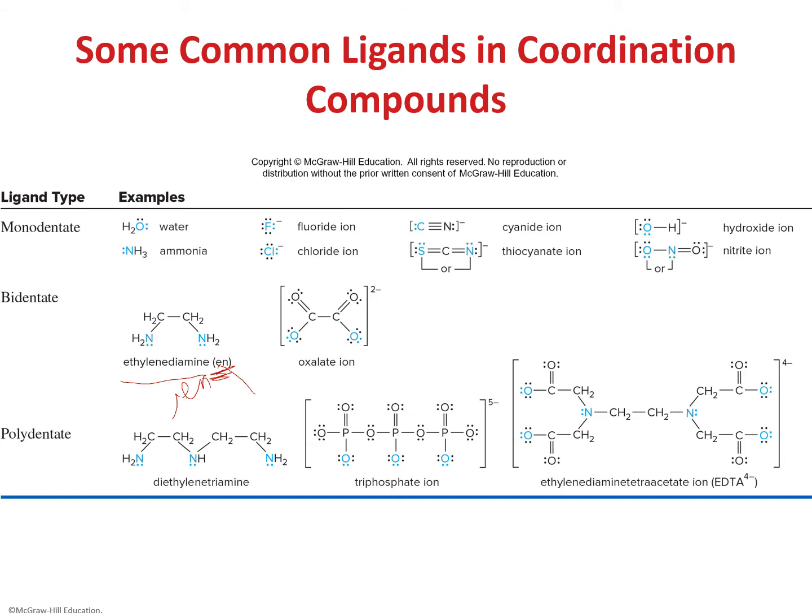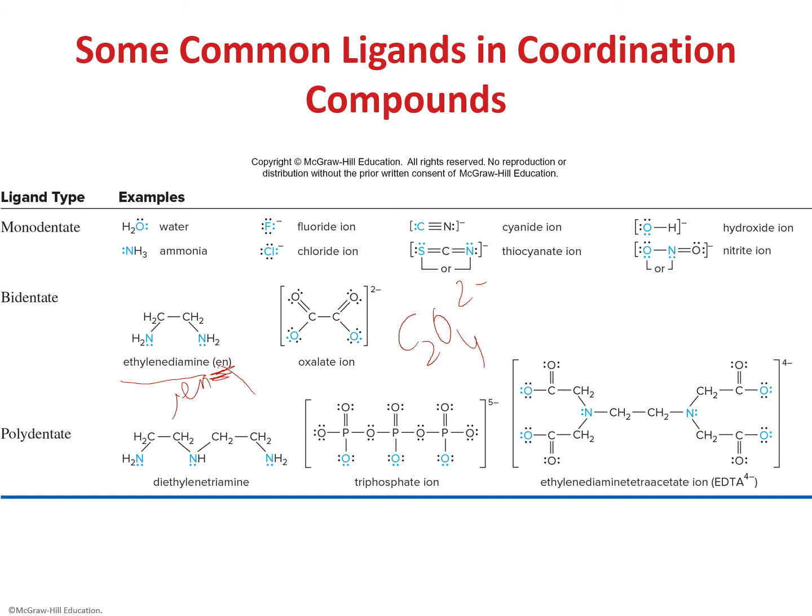Similarly, there's another example of bidentate ligand, which is oxalate. Oxalate is essentially C2O4 2 minus. So you can see the formula can be written out as simple as that, C2O4 2 minus. That means it's an oxalate ion, and each oxalate ion will be forming two coordinate bonds with the metal. Two of these oxygens essentially can donate one lone pair each.